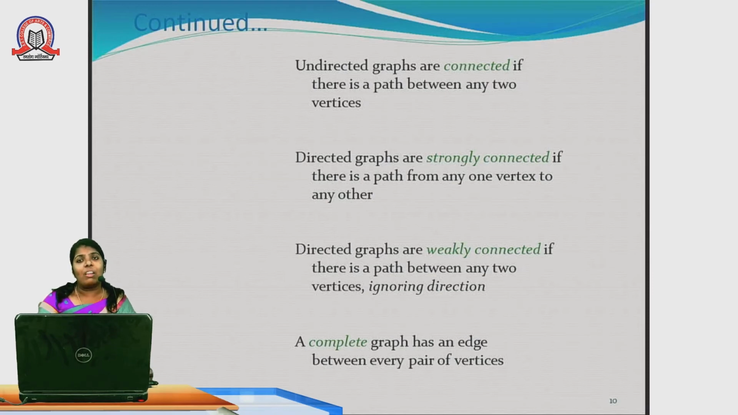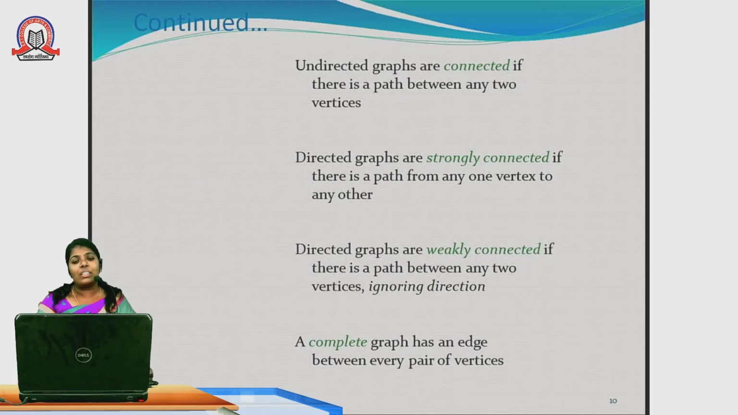Directed graphs are weakly connected. We can say directed graphs are weakly connected if there is a path between any two vertices ignoring the direction. Here we need to include the direction. So in directed graphs there are two types: one is strongly connected and another one is weakly connected.